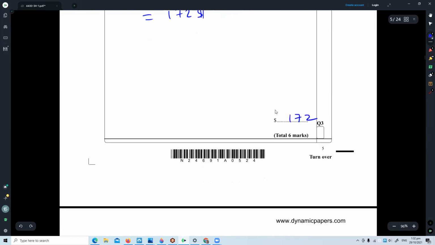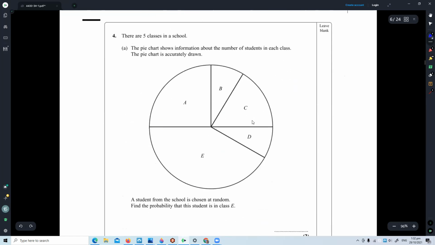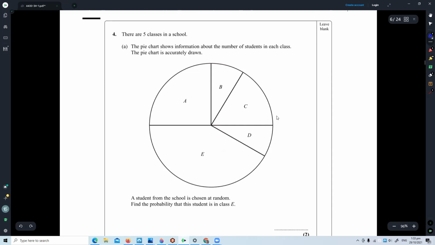Okay, great. So far we're doing good. There are 5 classes in a school. There's a pie chart. Okay, so let's remember that the pie chart, the circle, adds up to 360. The pie chart is accurately drawn. So that means, again, I need a protractor, and I should have a protractor, and I don't here. So this is a little bit of a problem. Find the probability that this student is in class E.